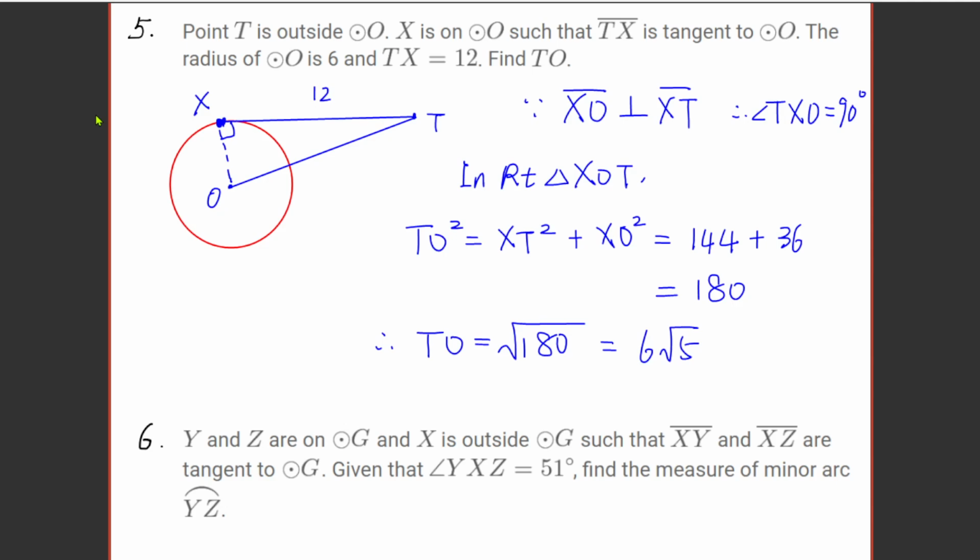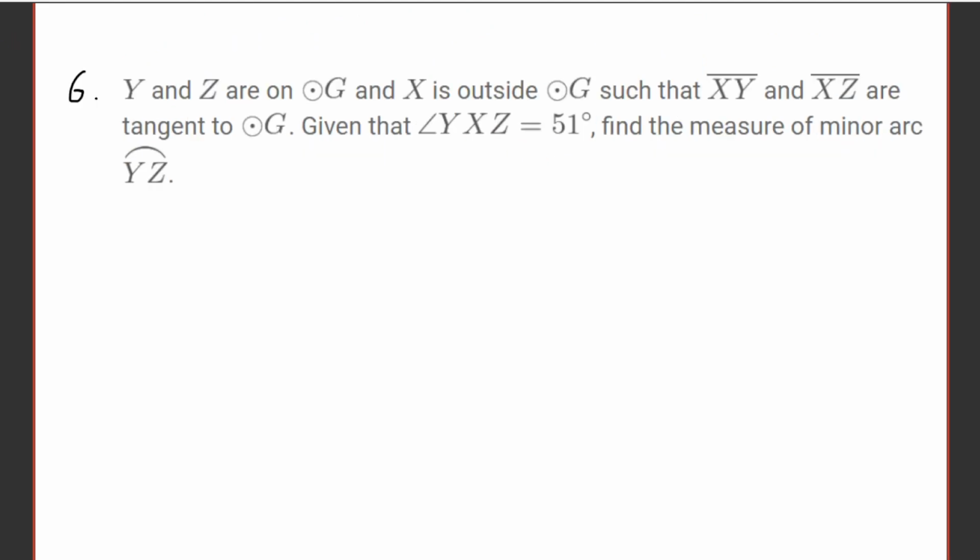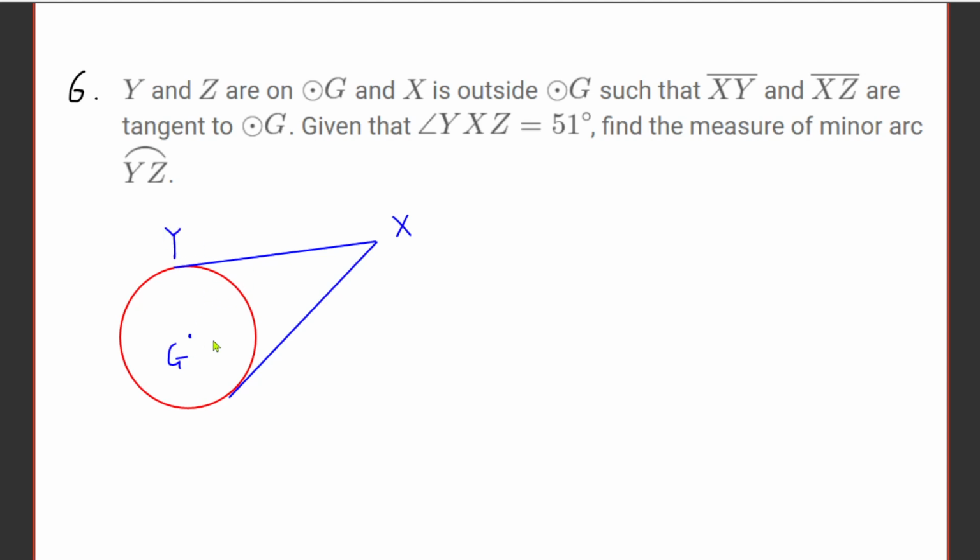Okay, if you don't have any questions, let's have a look at the next one. Question number 6. Okay, according to the description, again we have a circle G. And we have a point X, which is outside of the circle. And we have some tangent lines, right? So this is point X. We have XY tangent to that circle, and XZ is also tangent to that circle, and Y and Z are on the circle. Given that this angle here, YXZ is 51 degrees, find the measure of the minor arc YZ.